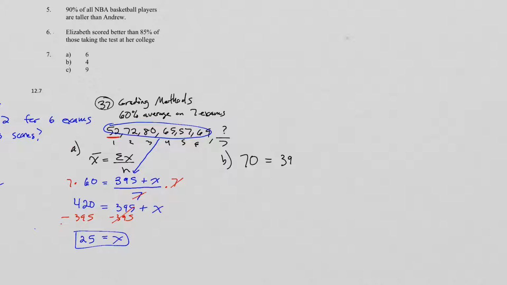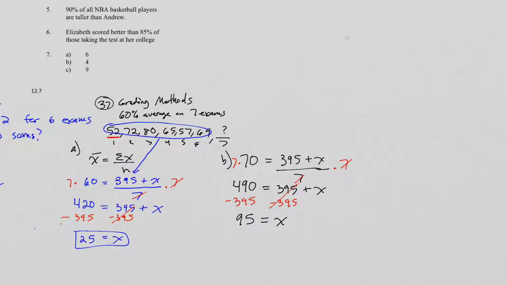So we know it's 395. Okay. We know we have 7 exams. We don't know that last exam. So basically what we're doing is 7 times 70. And that's going to give us the total amount of points all her test scores need to add up to. That's 490. Okay. Now, if you subtract the amount of points she has already earned on the 6 tests, then that's going to give you, that's going to give you a 95.